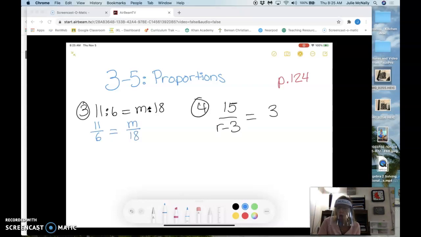Just make sure that since I used the 11 first on this side, I have to use the m first on this side. Like, that was the first item and it went on top. So you have to make sure they go in the same place. And then we're going to solve.